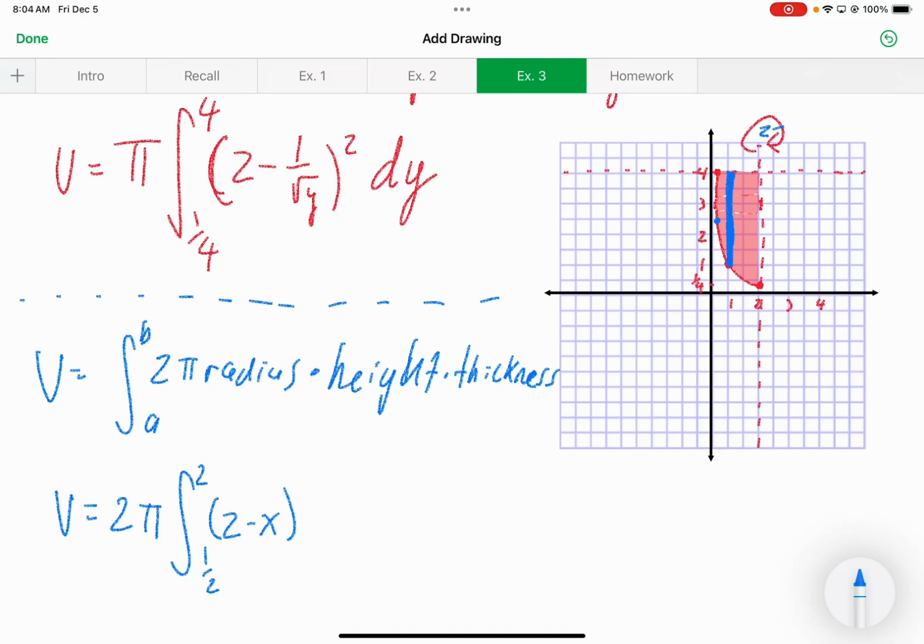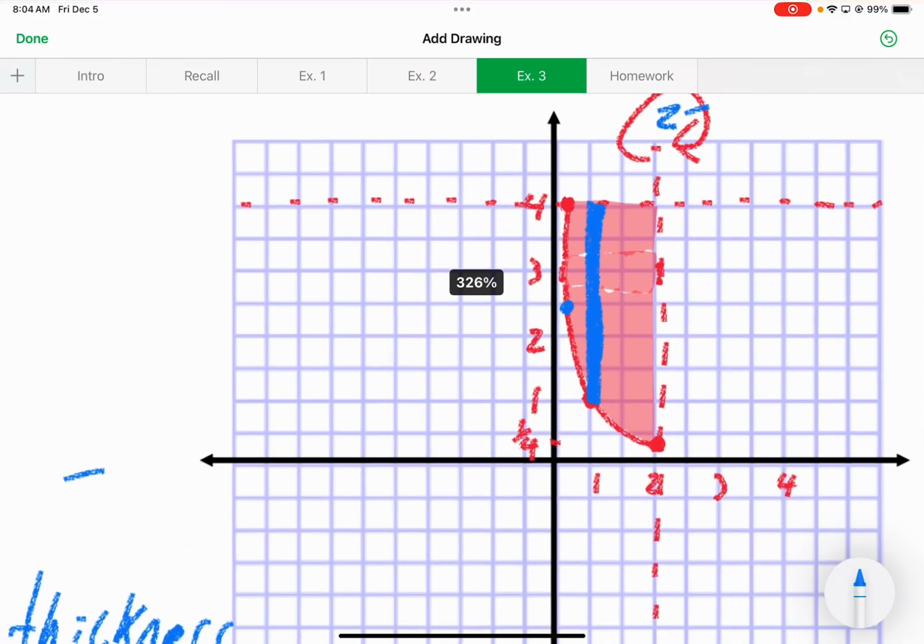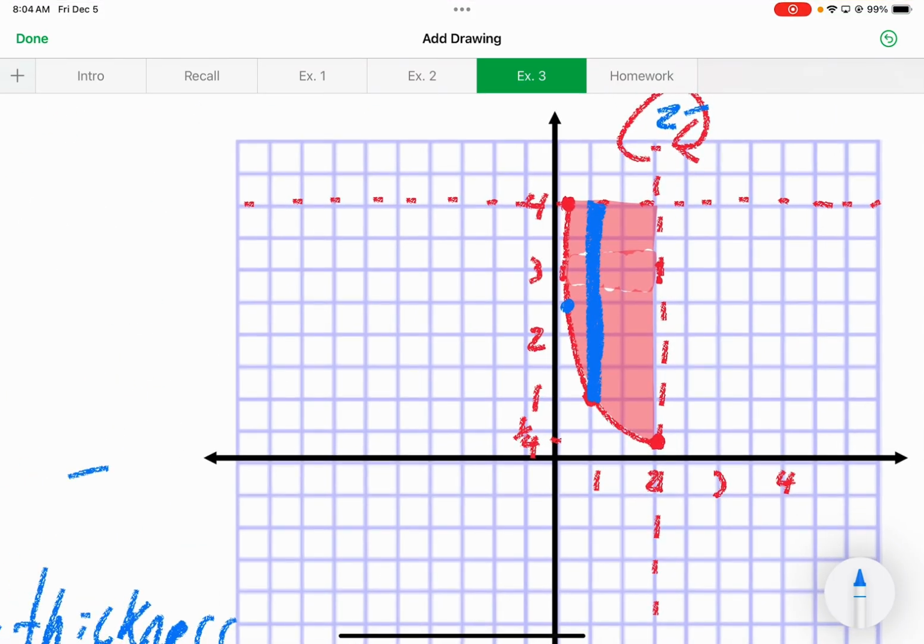If your line of revolution was to the left of it, then instead you would do x minus whatever that line of revolution would be. All right, so this rectangle will give you the height of your cylinder. Your radius, though, that you're revolving it around the line, we have to do right minus left in this case, so we would do that line minus our x value.